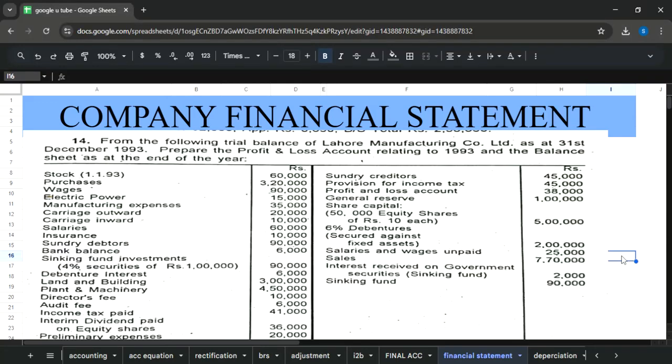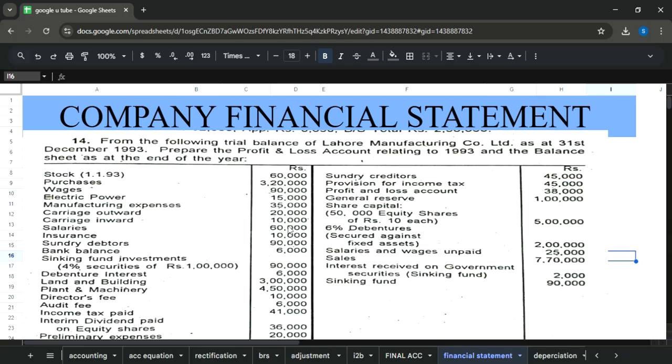Hey guys, hopefully everyone is doing well. Today's target is to solve question number 14. The chapter which we are related with is company's financial statement. So we have a problem, we have a question, and we need to solve it according to international accounting standards.